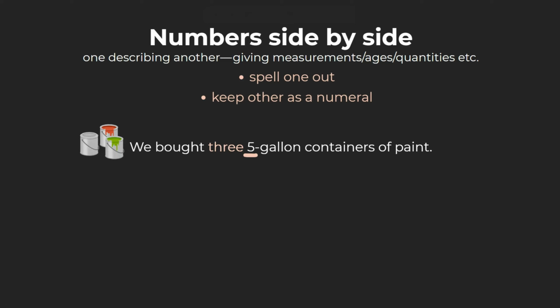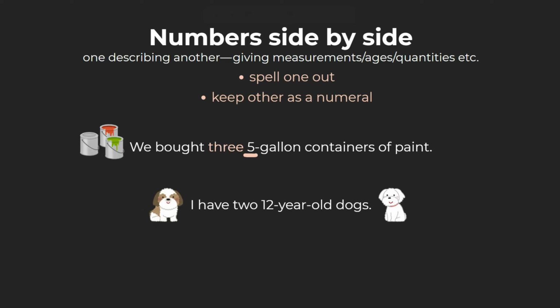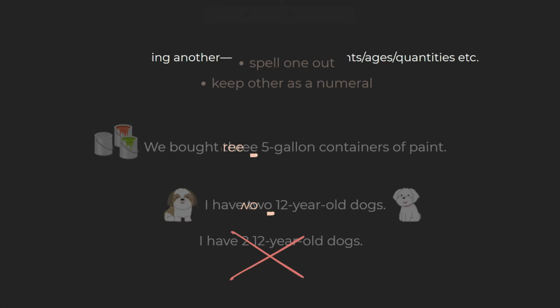Another example would be, I have two 12-year-old dogs. Again, spelling out two, but keeping 12 as a numeral keeps the sentence clean and easy to read. Switching both to numerals, 2 12-year-old dogs, could be confusing at a glance, and can look like I have 212-year-old dogs. Now let's touch on some additional guidelines.